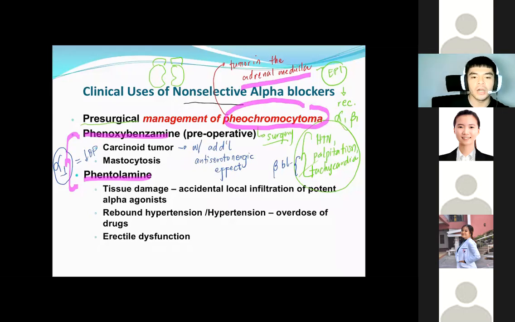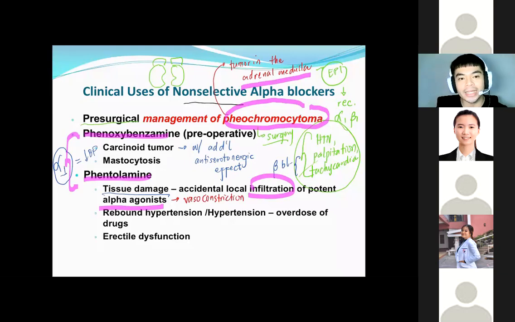Okay, phentolamine. This agent can be used in the treatment of tissue damage caused by accidental infiltration of alpha agonist. What do we mean by this? Guys, remember, pag sinabi nating alpha agonist, what's the effect of these drugs in the blood vessels? Vasoconstriction or vasodilation? Constrict. Yes, very good. So ang mga alpha agonists, they can cause vasoconstriction.